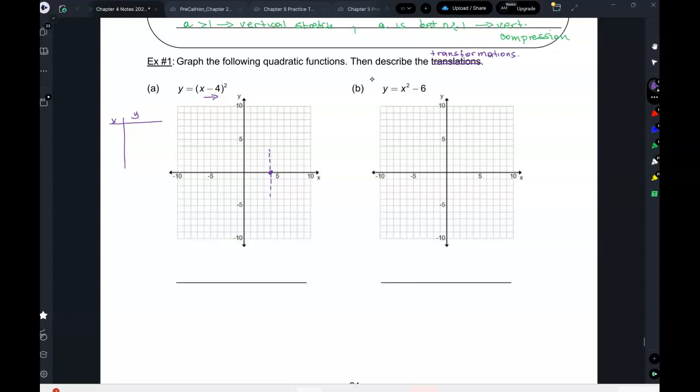I'm sorry, not a 4, a 3, right? So here you plug it in, 3 minus 4 squared. This is negative 1 squared. You get a 1. You mirror it on this side, and you get this. Okay, now, before I take questions, I'm actually going to show you guys a couple of other things.